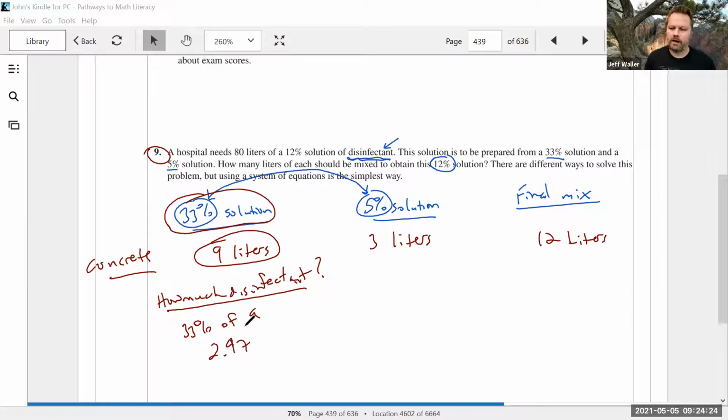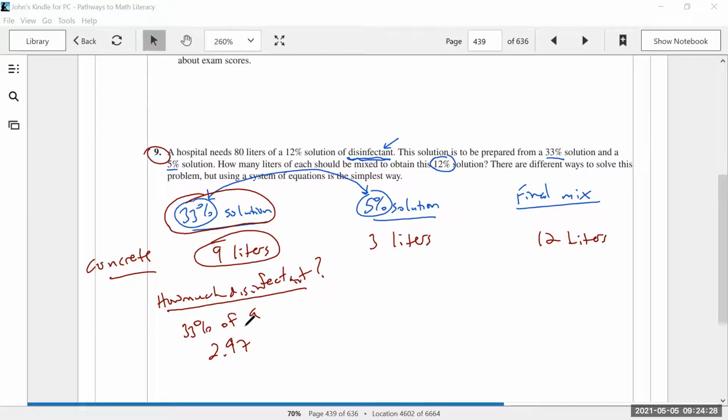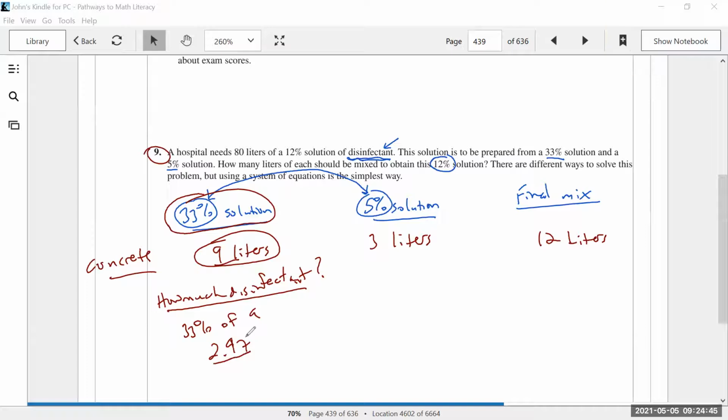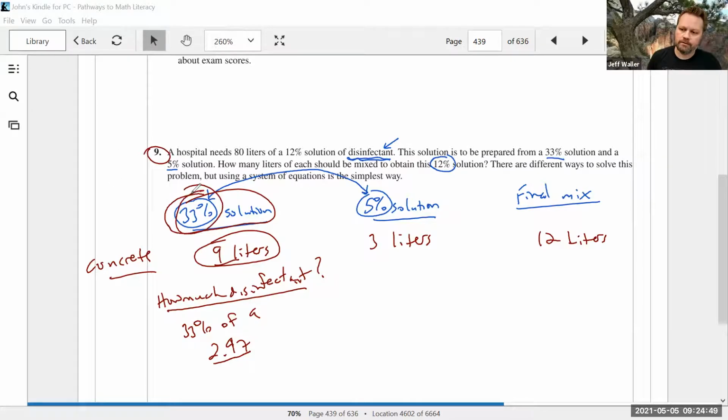Did you guys think 33% is 1/3? Yes. And it isn't really. It would be 33.33333. That's why it's a little off. Everybody with me? So just put 0.33 times 9. Are you guys with me? So if I have 9 liters and 2.97 liters of it is disinfectant, that would be a 33% solution, correct? That's what that means. 33% of it is pure disinfectant.